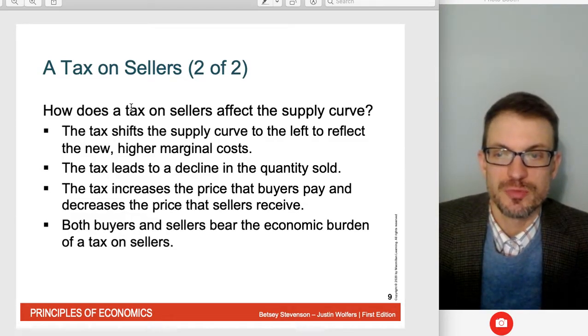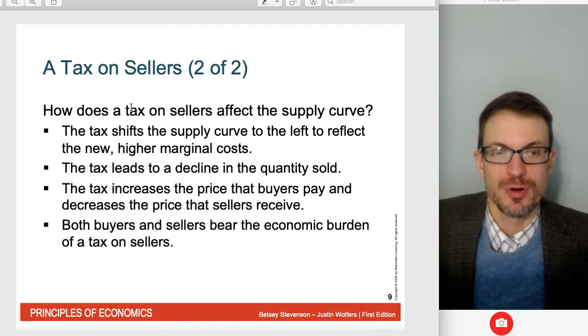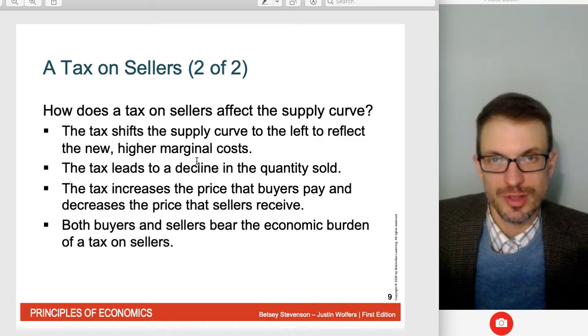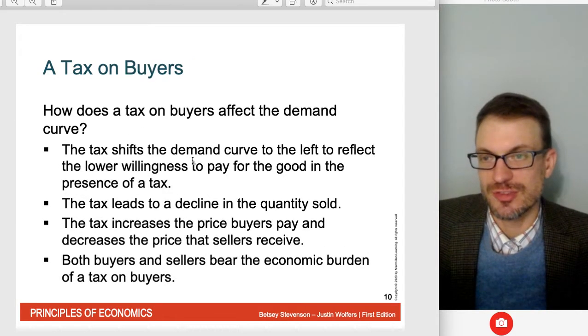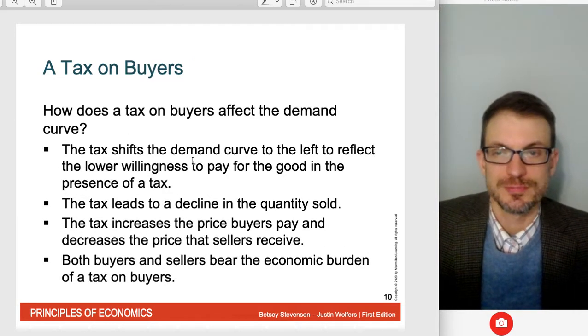Increases the price buyers pay, decreases the price sellers receive. Both buyers and sellers bear the economic burden of the tax on sellers, right? 20 cents to the buyers, 10 cents to the sellers. What about a tax on buyers?